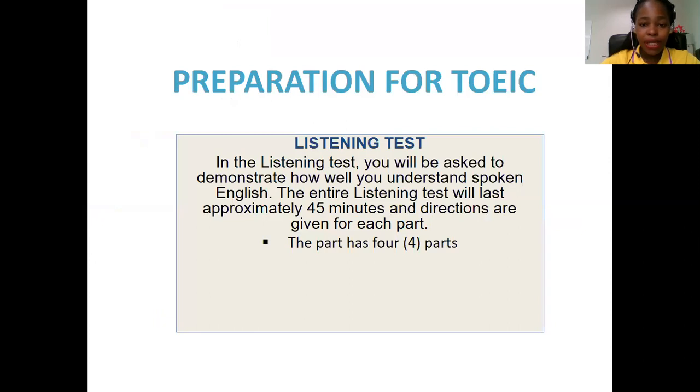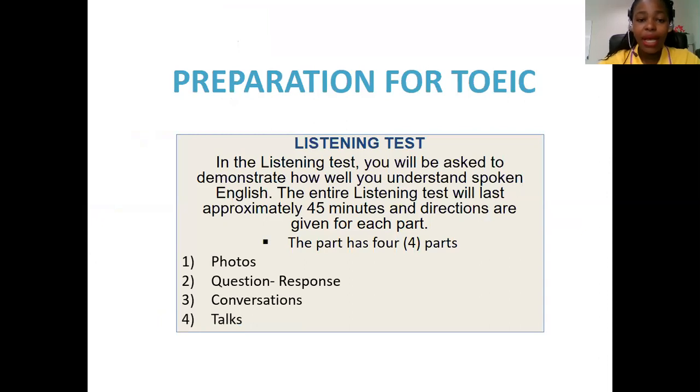The listening test has 4 parts. Part 1, photographs. Part 2, question response. Part 3, conversations. And part 4, talks. In the listening test, you'll be asked to demonstrate how well you understand spoken English. The entire listening test will last approximately 45 minutes, and directions are given for each part.